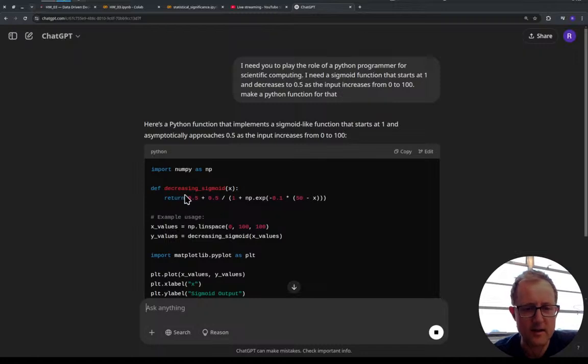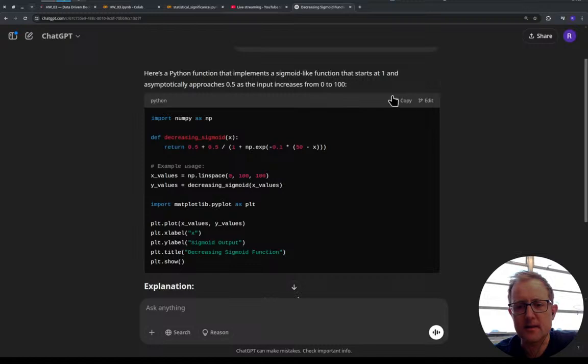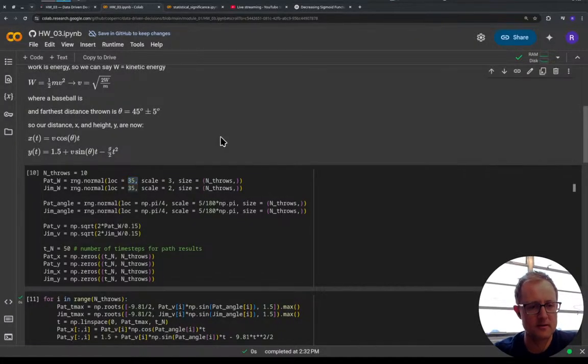All right, cool. This is kind of what I was expecting: we have 1 over e to the negative 0.1 times (50 minus x). So that is a sigmoid function, and it's one of many ways of talking about a smooth transition curve. Let's see, we'll copy this and put it in here to start.